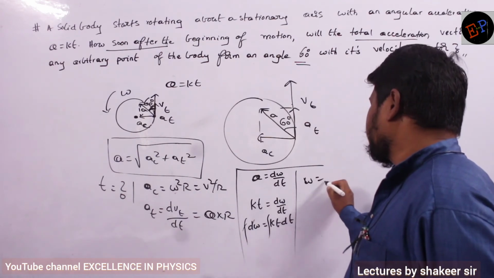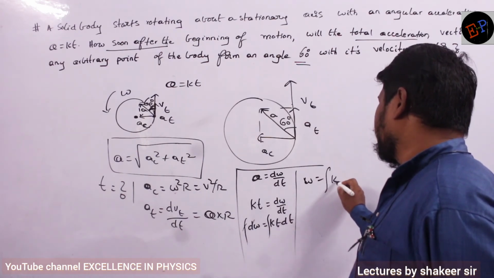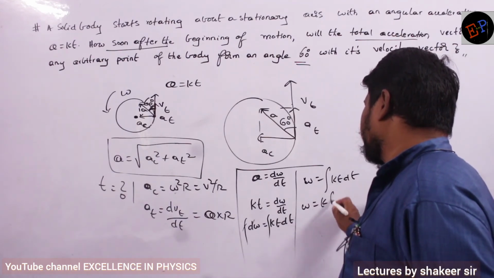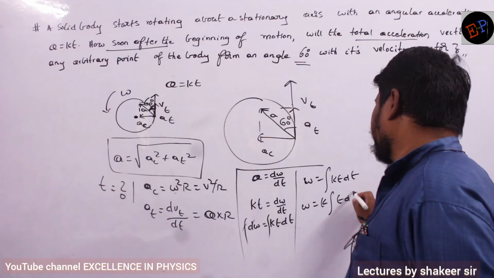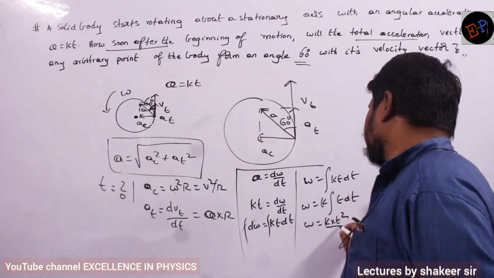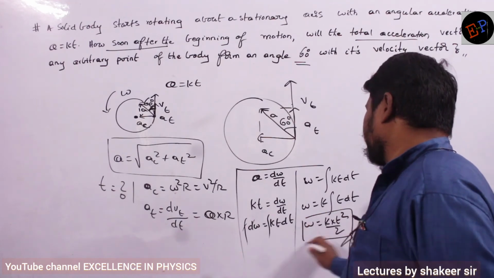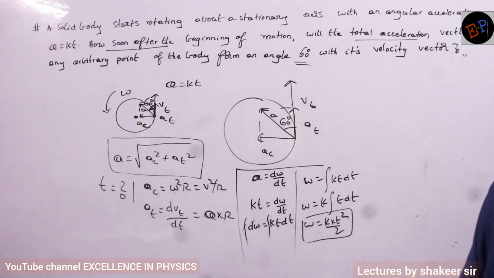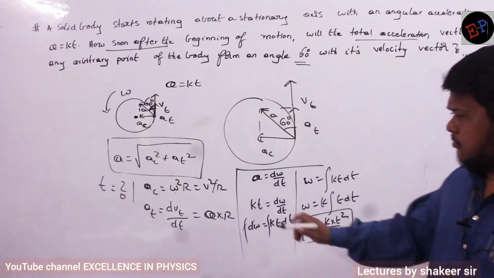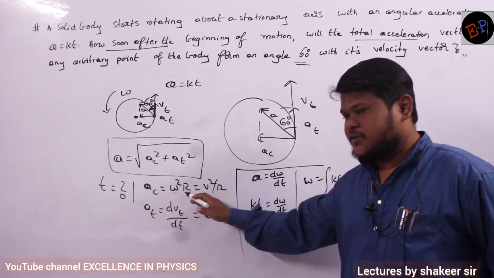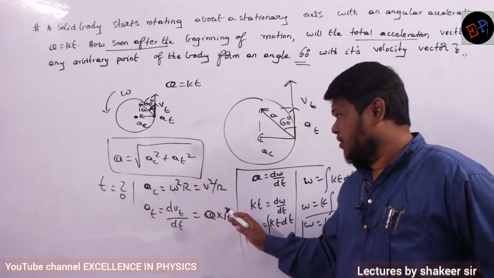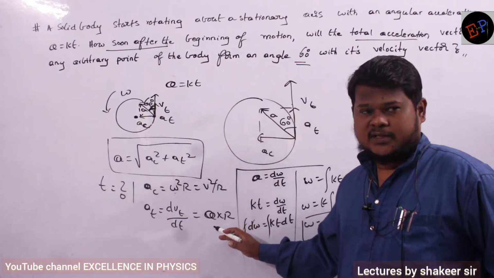So omega is equal to the integration of kt with respect to dt. k is a constant, take it out of the integration. So the integration of t dt is how much? t square by 2. That's all. So I calculated the omega value. What is the omega value? kt square divided by 2. Once I calculate the omega value, now I can calculate the centripetal acceleration. Similarly, at also I can calculate because the alpha value is already present. Are you able to understand?